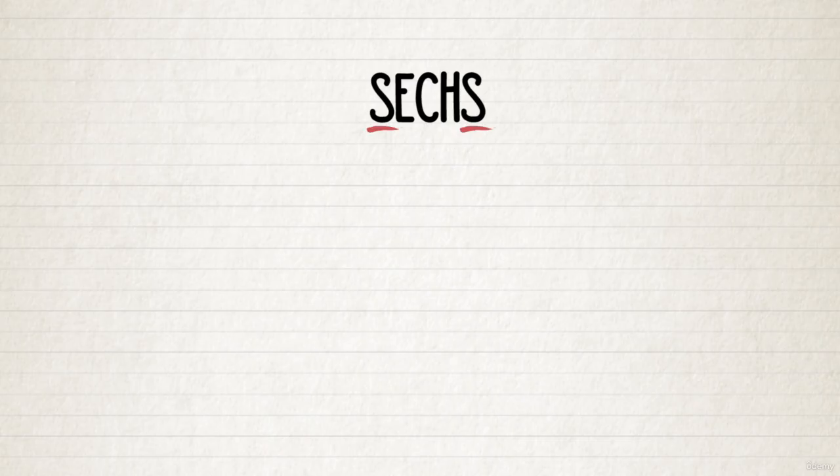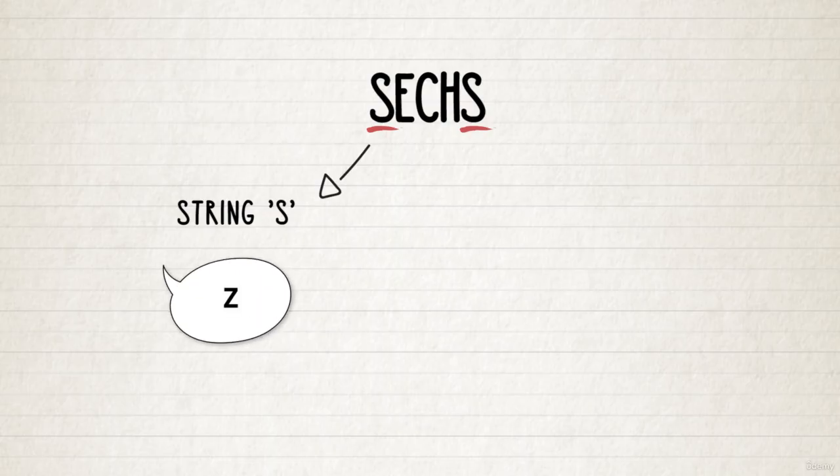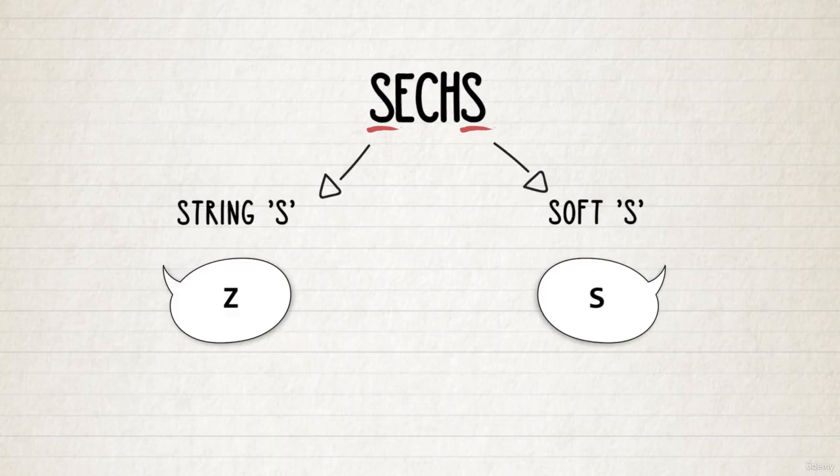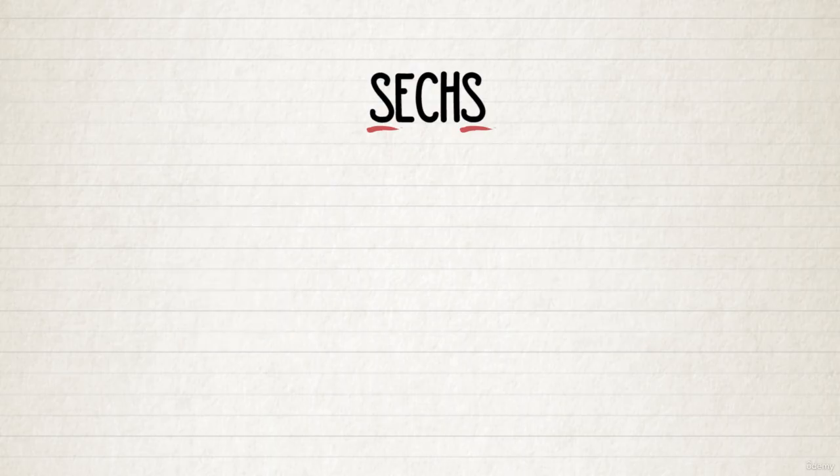Notice that we have two different S sounds and that they're both present in this little word. The Z-like S that gets pronounced as a Z at the beginning of a word, and a soft S that gets pronounced as an S. Sechs. While we are talking about the letter S, I must mention two different combinations, ST and SP.